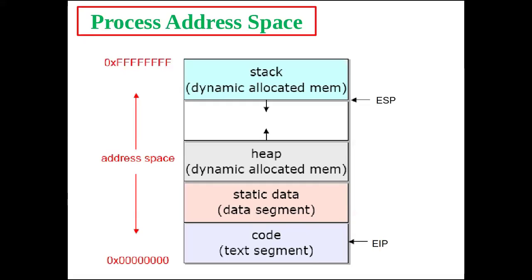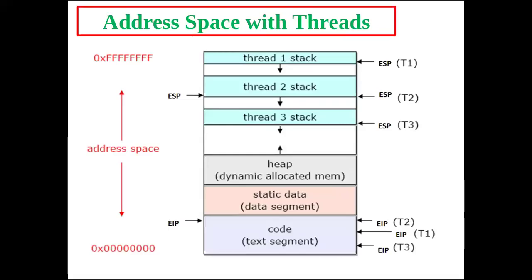Now let us see the similar case for threads, the address space with threads. Now let us extend our understanding of the process address space to the thread address space. Earlier, we saw how memory is organized for a single execution. Now we'll see what happens when multiple threads exist inside the same address space.